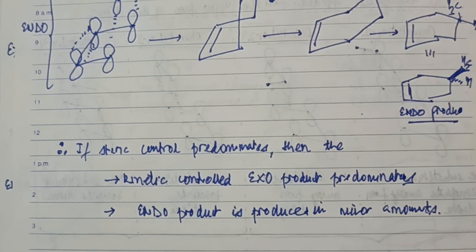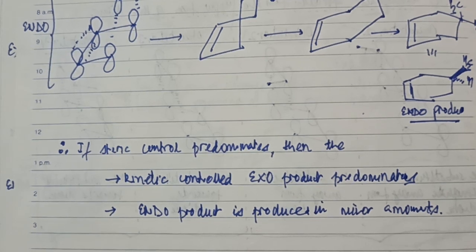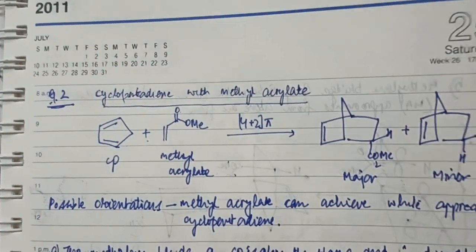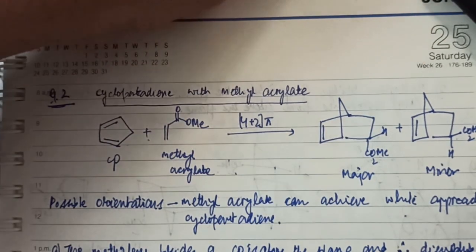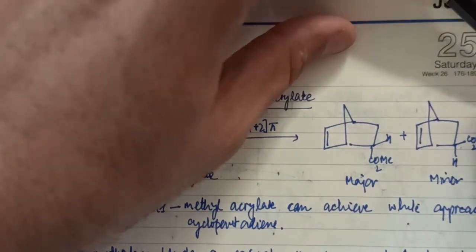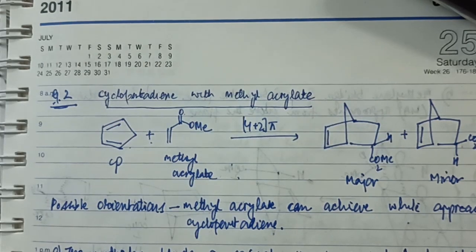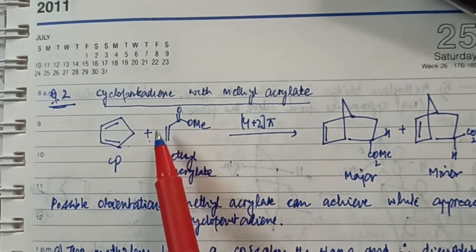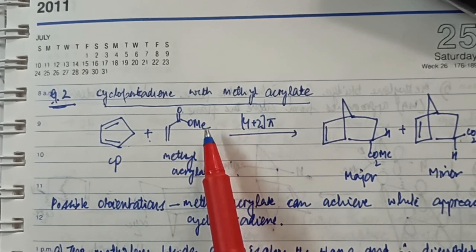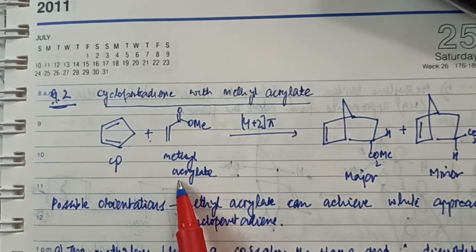If the reaction has some kind of electronic control, some kind of inter-electronic interactions are possible, then probably a different product ratio would be seen, as we'll do in the next example of the reaction of cyclopentadiene with, let's say, methyl acrylate. We know cyclopentadiene is this molecule, CP. And methyl acrylate is this molecule, the methyl ester of acrylic acid, so it is methyl acrylate.